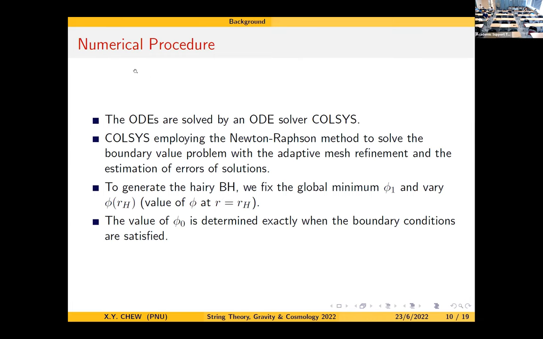Here, I will talk about the numerical procedure. When you substitute the metric ansatz into the Einstein field equations, you will get a set of nonlinear ODEs. This set of nonlinear ODEs is solved by the ODE solver called COLSYS. In this case, COLSYS uses a Newton method to solve the boundary value problem with adaptive mesh refinement around 1,000 points, and it also provides an estimation of the error for the solutions, around 10 to the negative 10. To generate the hairy black hole solution, we fix several values for the global minimum and vary the value of the scalar field at the horizon. So the local maximum of the potential will be determined exactly when the boundary conditions are satisfied.